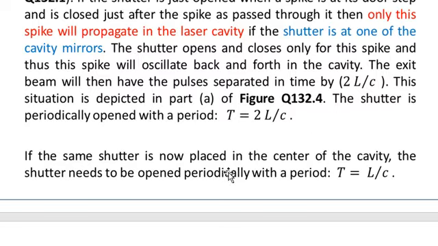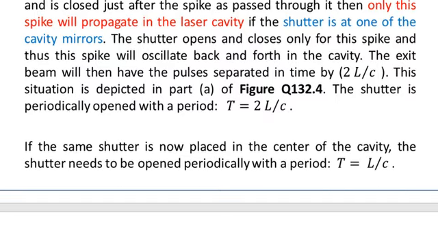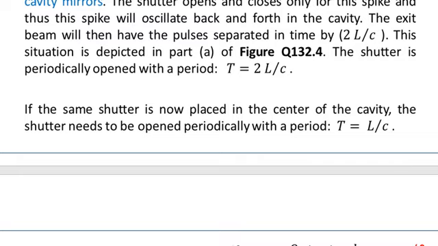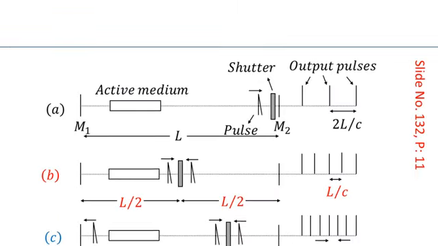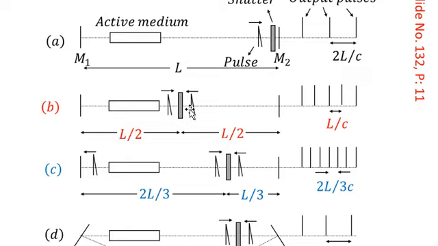In the central case, when the shutter is placed in the center, two pulses are crossing the shutter in opposite directions and separated by a distance L over C. As you see, I have discussed case B. This is a shutter placed at equal distance, that is, placed in the center of the cavity. Two pulses are crossing this shutter in opposite directions. It means that there will be two pulses present in the cavity at a time. So it means that the number of pulses emitted will be double in the same time. That is, the separation between each pulse will be L over C.